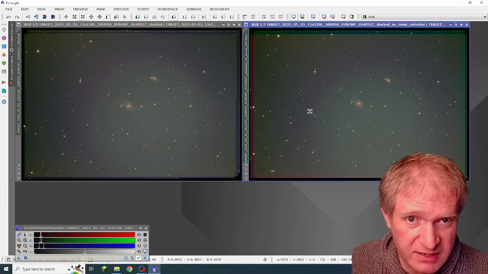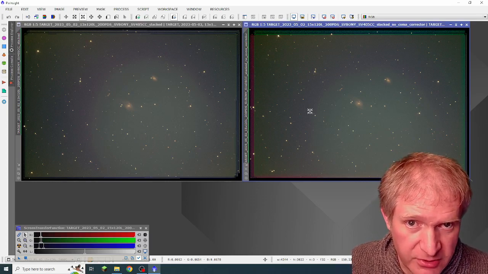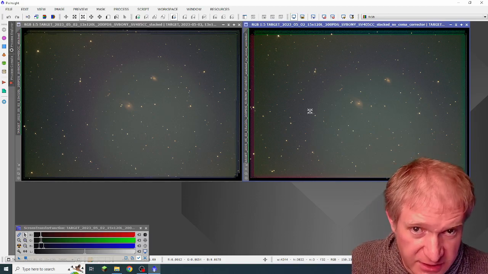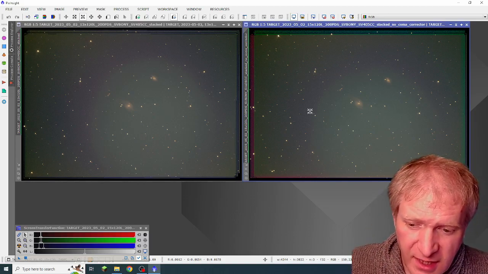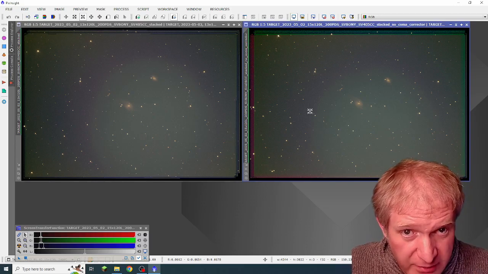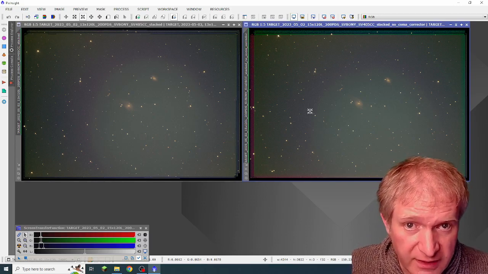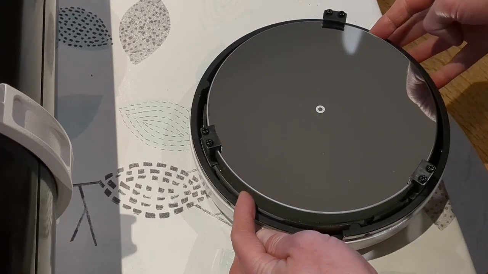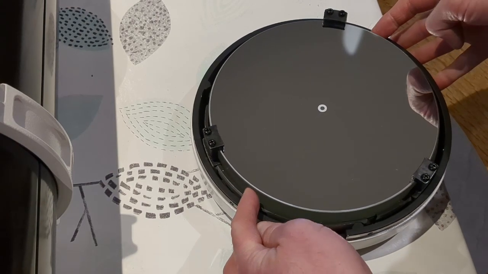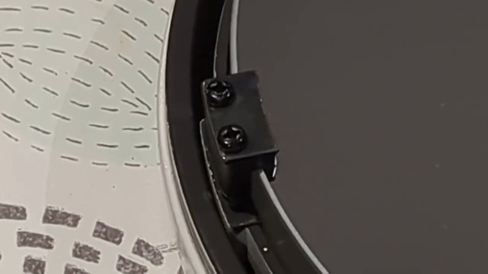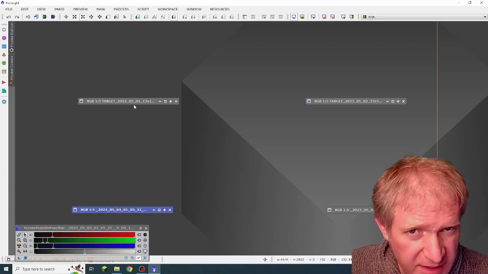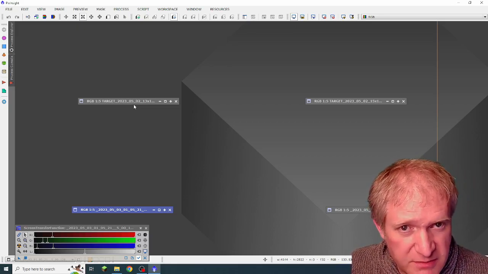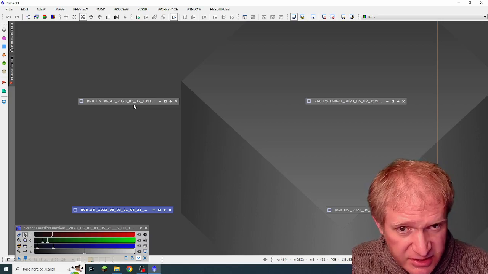But while I was boxing the telescope up, something happened which got me thinking. I could feel something move slightly, just a tiny bit. And I realized that the primary mirror was moving. And I decided to have a closer look.